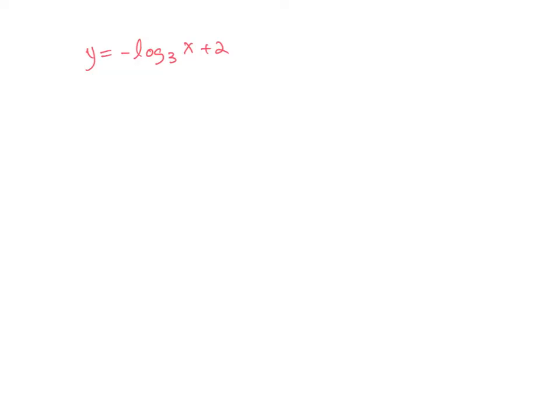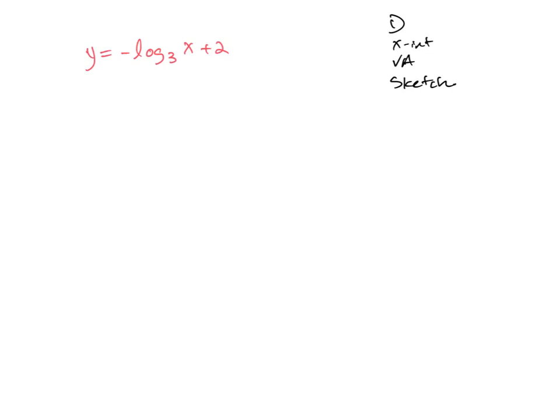All right, somebody read the directions for 39. Exercise 37 through 44: find the domain, x-intercept, and vertical asymptote of the logarithmic function and sketch its graph. Domain, x-intercept, and vertical asymptote, and sketch the graph. So let's do domain.